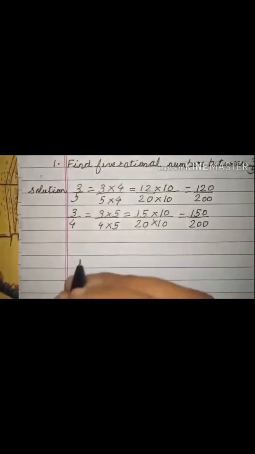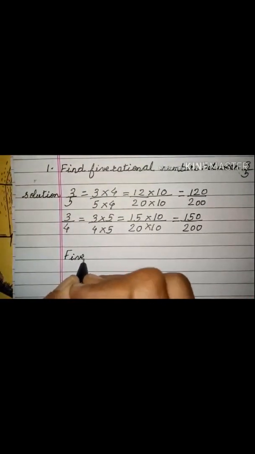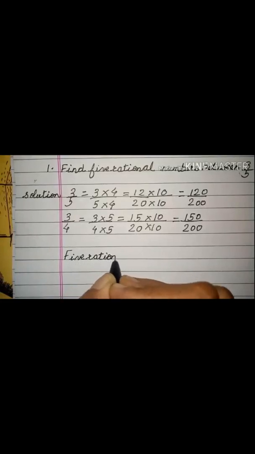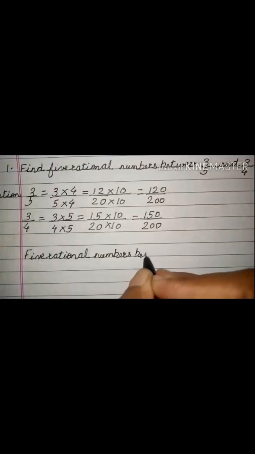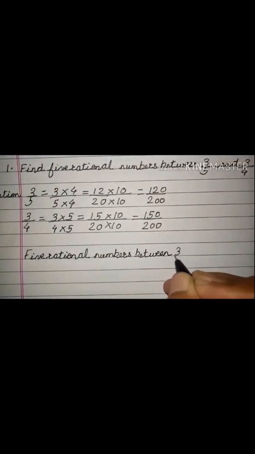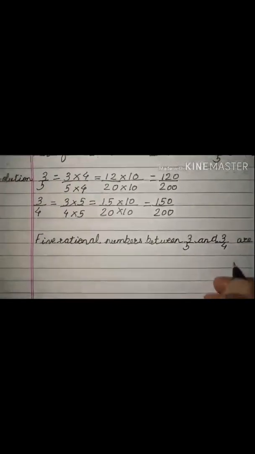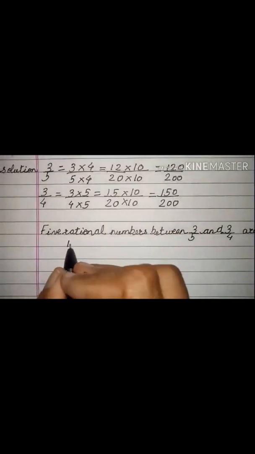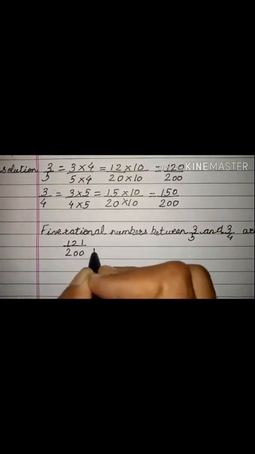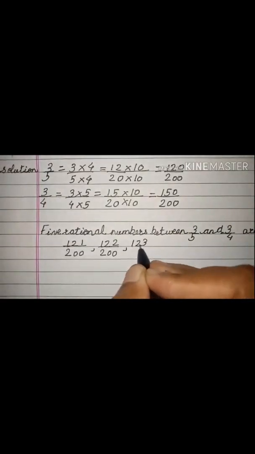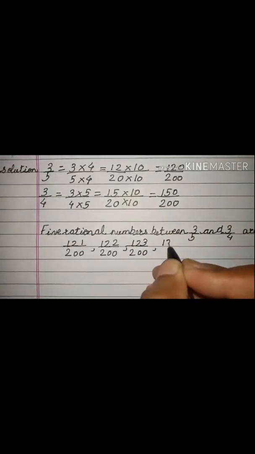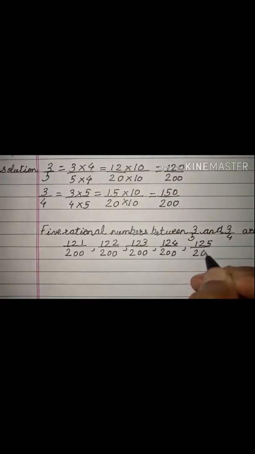Okay, so my final answer will be 5 rational numbers between 3 by 5 and 3 by 4. You can choose either from up or from down, anyhow. Say I am starting from up. So 121 by 200, 122 by 200, 123 by 200, 124 by 200, 125 by 200. Okay, children.